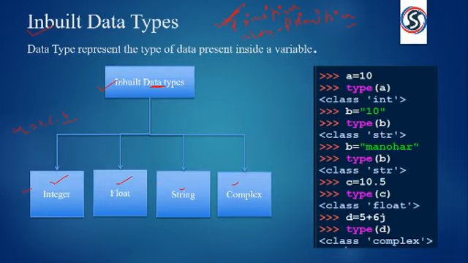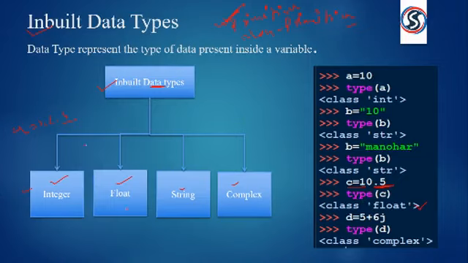In the same way, the next data type we have is the float. So float means what? A number which contains a decimal value, like this, c = 10.5. It contains a decimal value, so what is its data type? That is float.